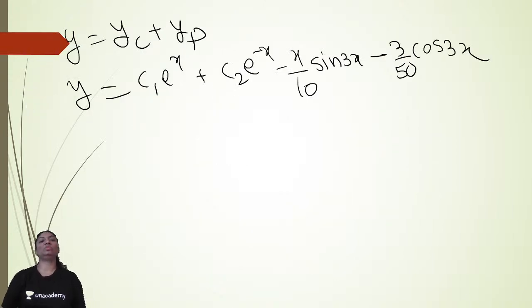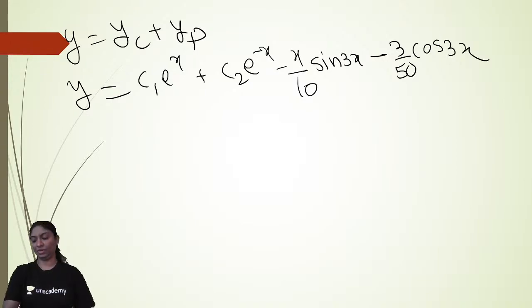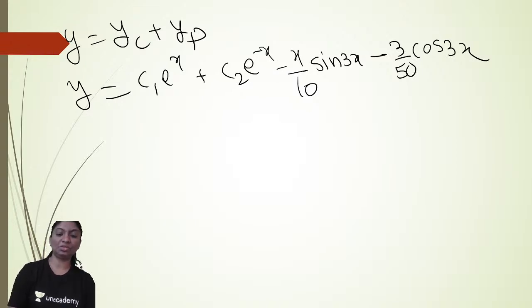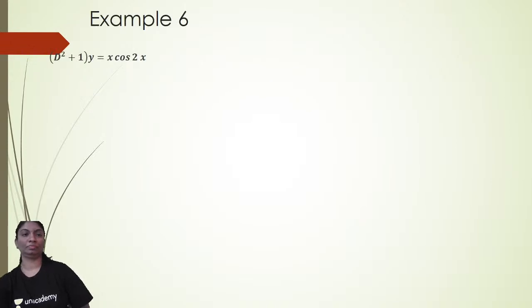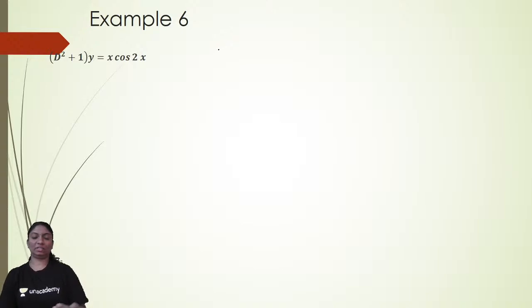So y is equal to yc plus yp. So y is equal to c1 e raised to x plus c2 e raised to minus x minus x by 10 into sin 3x minus 3 by 50 into cos 3x. I hope you are totally clear on this rule 5 and rule 6 also. And in this rule 6 we are using rule 2 also. Now see again a similar type of example. We will take a quick recap on that.